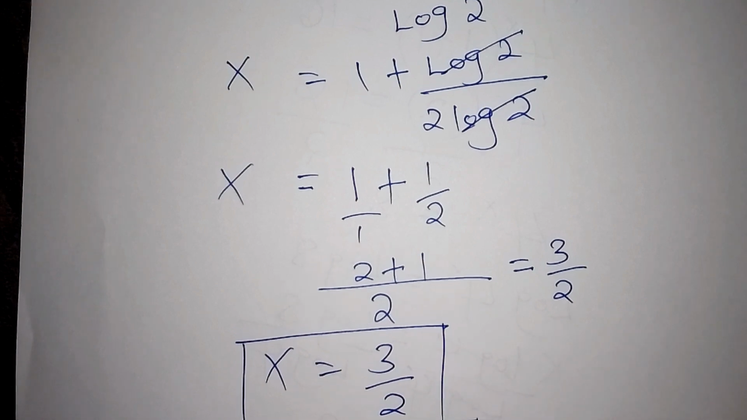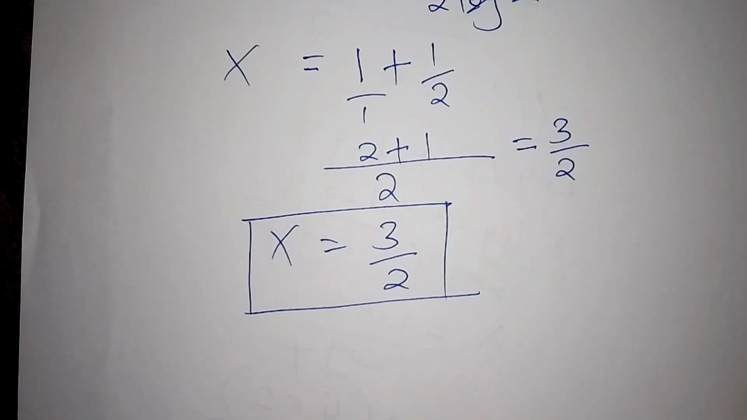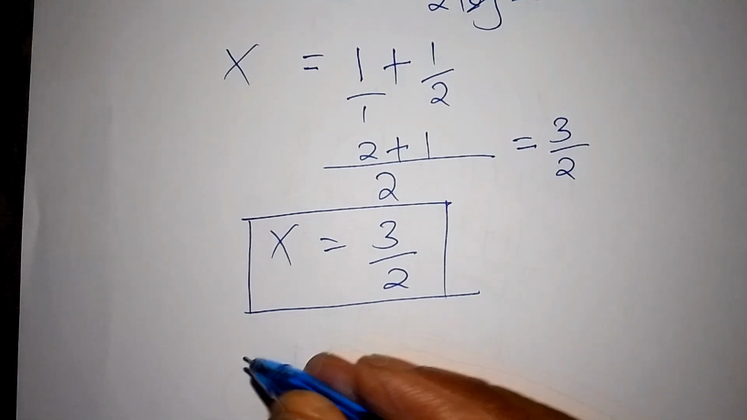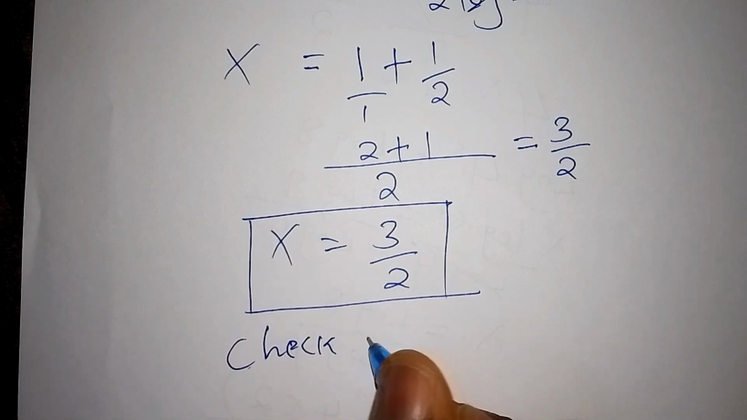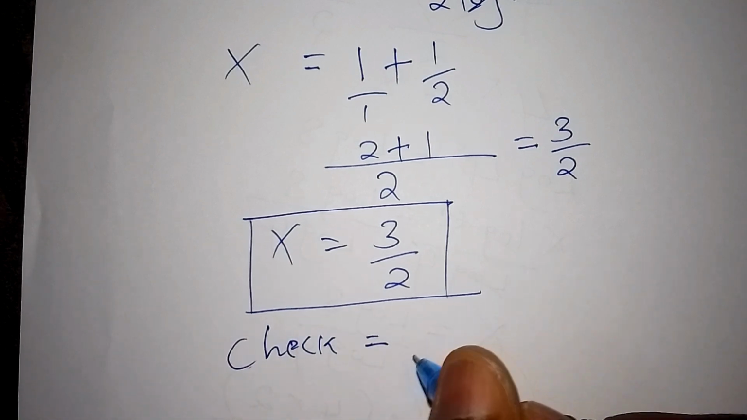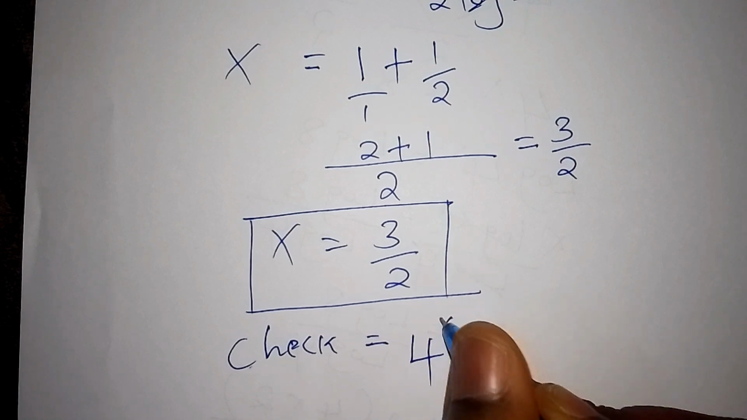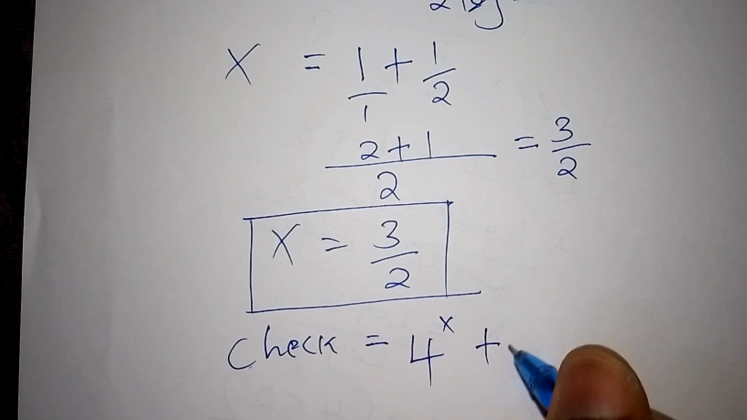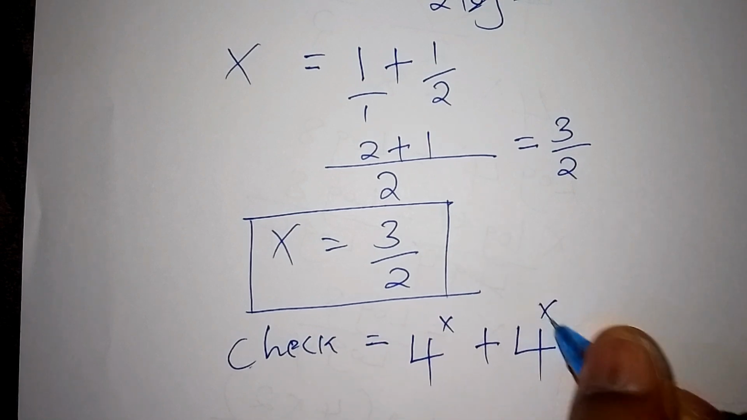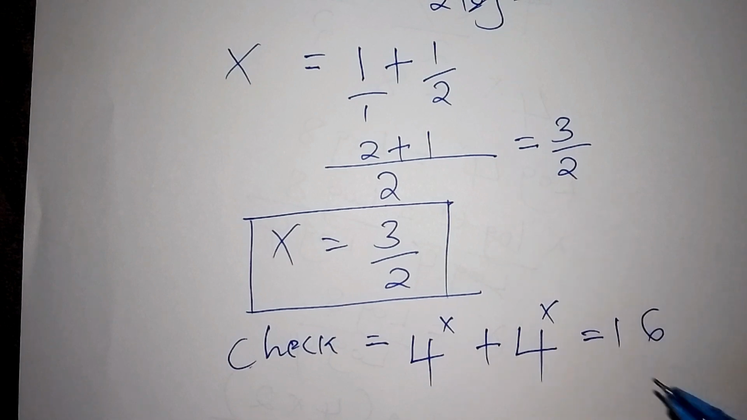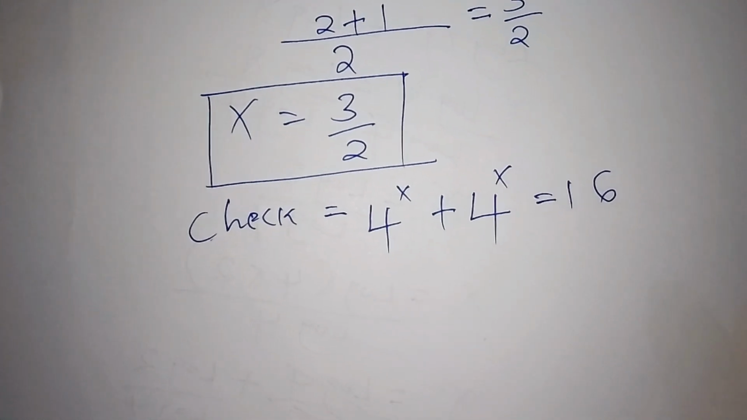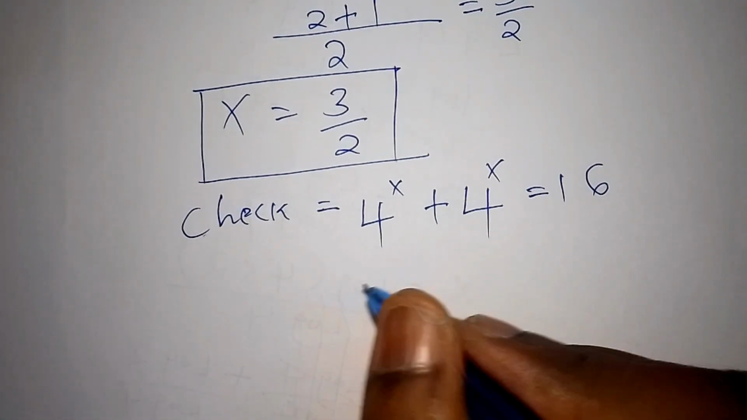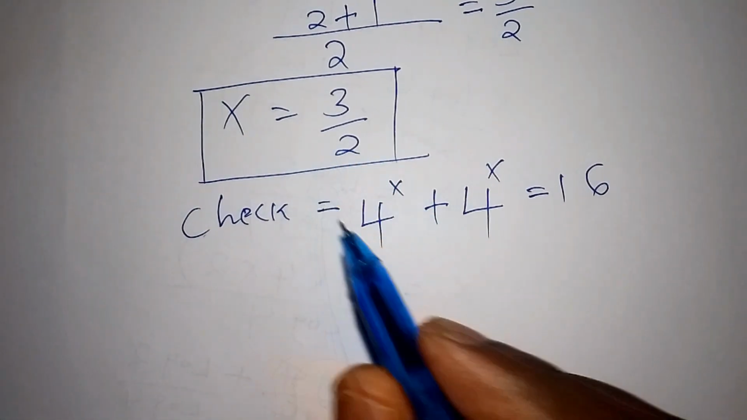So don't go away. We can still check this answer if it's really true. So let's check it and find out. Our problem was 4 to the power of x plus 4 to the power of x is equal to 16. So that is what our problem was. Let's check to confirm if it is indeed true. Now, where we have x, we replace it with 3 over 2.